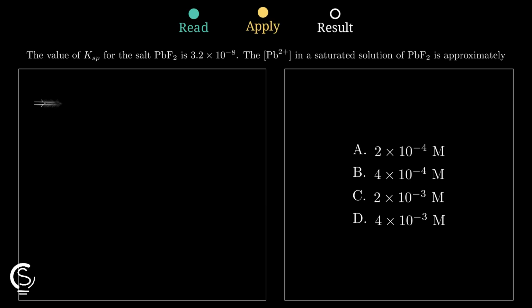Next, we set up the solubility product expression. Ksp equals the lead concentration times the fluoride concentration squared. Substituting our variables gives us the equation Ksp equals 4 times S cubed.